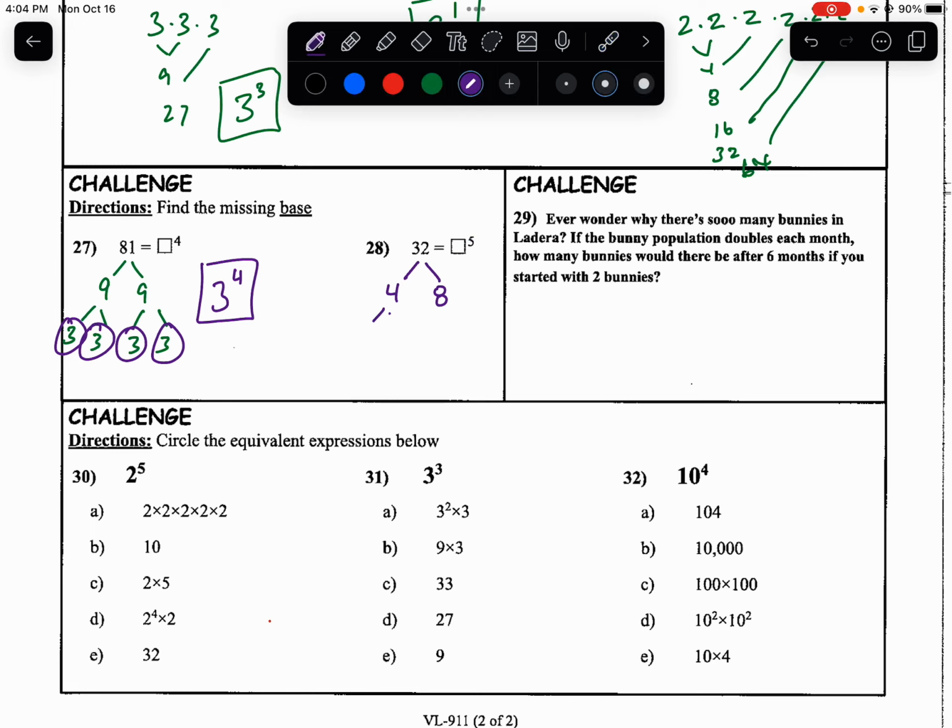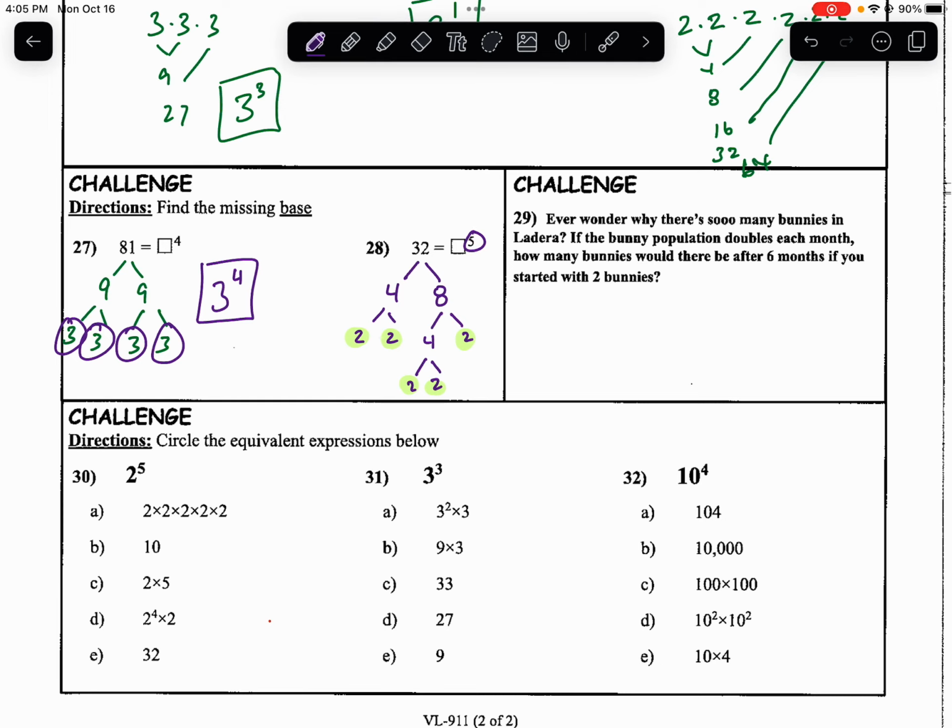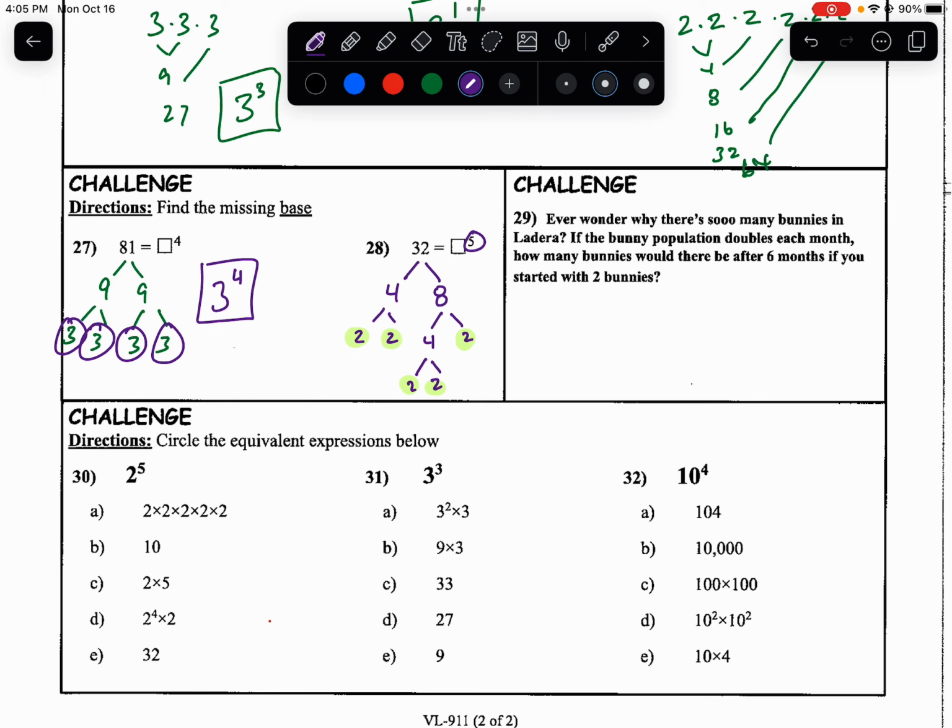So let's break up 4 into 2 and 2. And then 8 can be broken up into 4 and 2, and then 4 can be broken up into 2 and 2. If you look at the base of each mountain, let me use my highlighter on this one. It's these numbers right here. We multiply 2 times 2 times 2 times 2 times 2, that's going to get you 32. So we figured out it's five 2s, so it is going to be 2 to the 5th power for that one.